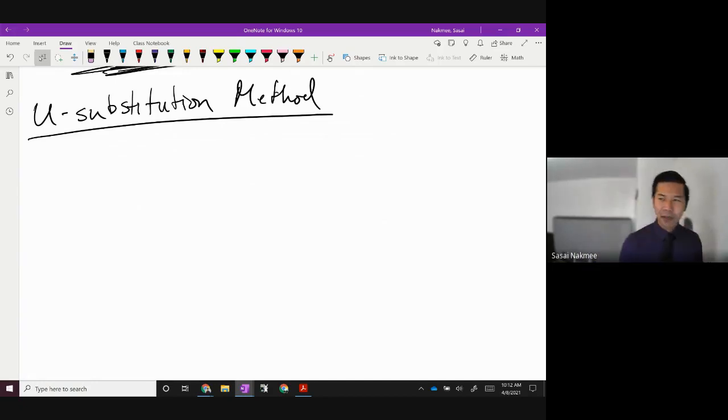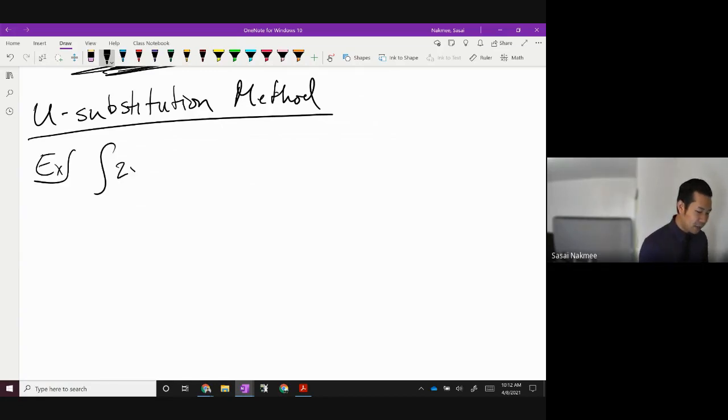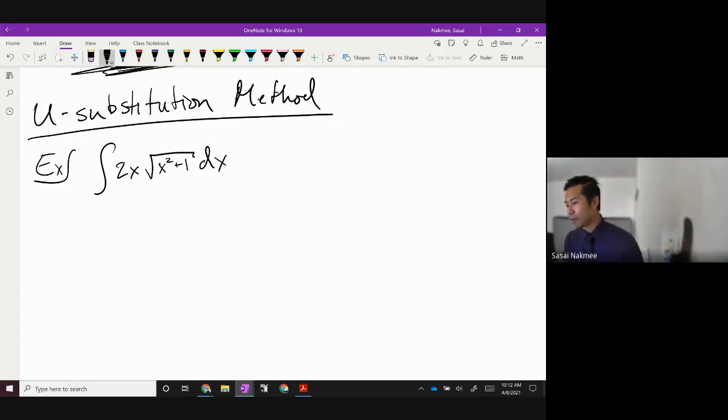So let me show you what this is going to look like. Let's do an example problem here. Let's say I was asked to find the integral of 2x times the square root of x squared plus 1 dx. Give you guys a second to copy that down.